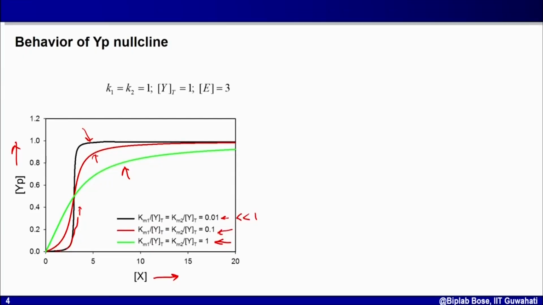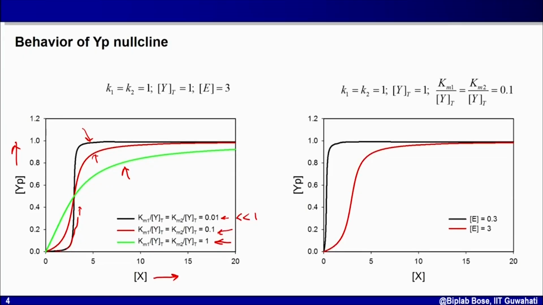Another parameter will affect the shape of this alkaline, that is E, the total amount of phosphatase present. What I have drawn here, I have kept the ratio of Michaelis-Menten constant to the total amount of Y at 0.1, but I have varied the value of E. So when E is small, 0.3, I get this sharp curve, the black one. Whereas when E is bigger, 3, I get a smooth sigmoid behavior, and the curve shifts towards the right hand side.